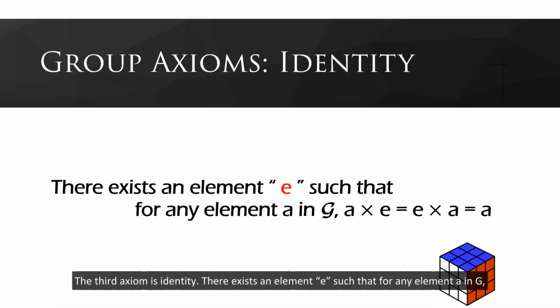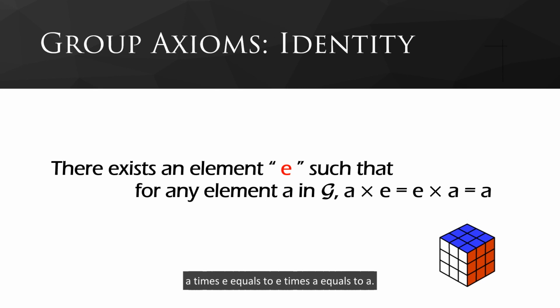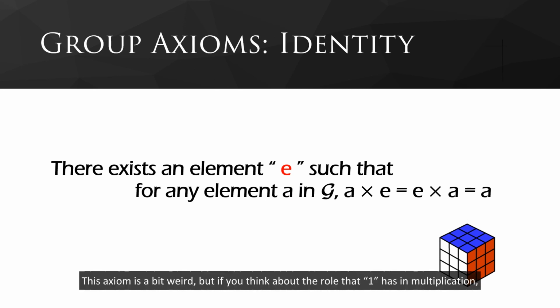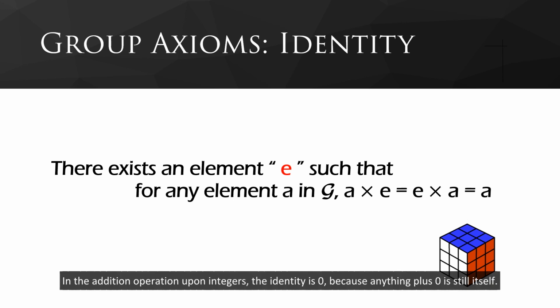The third axiom is identity. There exists an element E such that for any element A in G, A times E equals E times A equals A. This axiom is a little bit weird, but if you think about the role that 1 has in multiplication, it makes sense that there's an element that will not change the property of an object if you compose the element with that object. In addition, the identity is 0, for addition on all the integers, because anything plus 0 is still itself. And here on a cube, the identity is just our case 0, which means that you do nothing to the cube.